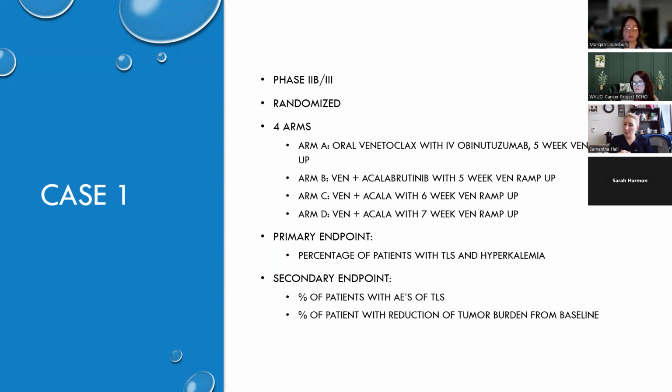The primary endpoint here is to determine the percentage of patients who have tumor lysis syndrome and hyperkalemia. Note that the primary endpoint is whether acalabrutinib and ven is better than ven-obin. The secondary endpoint is the percentage of patients with reduction of tumor from their baseline, but also the percentage of patients with adverse events from tumor lysis syndrome. Next.